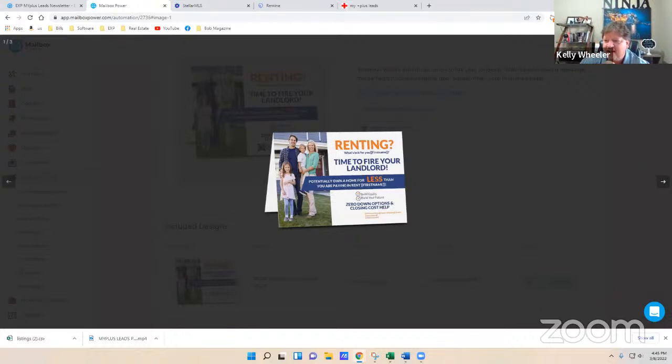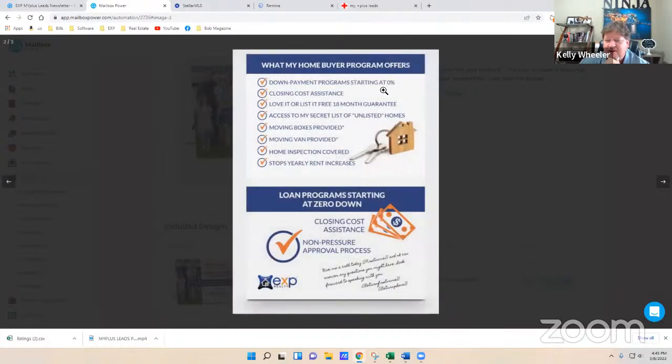So let's look at the back of the card. Here, this is the 5x7, by the way. So you've got front, inside, bottom, and then back. Here's what it says. What my home, and all of this is editable, guys. If you have a different offer, put it in here. Love it or list it for free. Access to my secret list of unlisted homes. That's a whole other training I'm not going to do today, but that is a killer one.